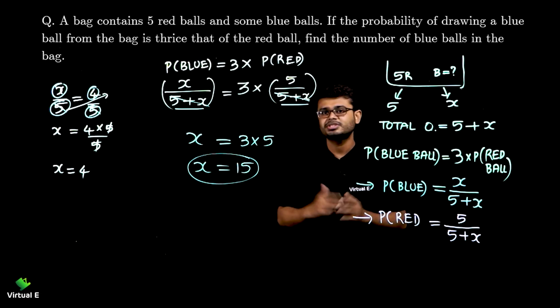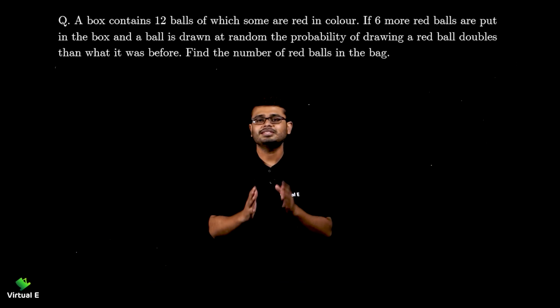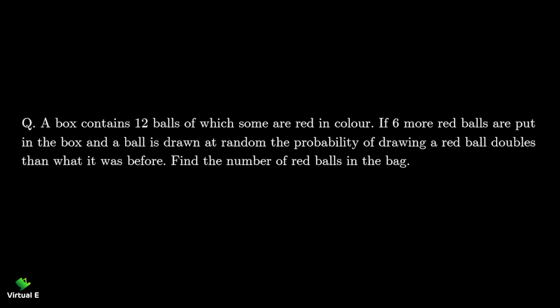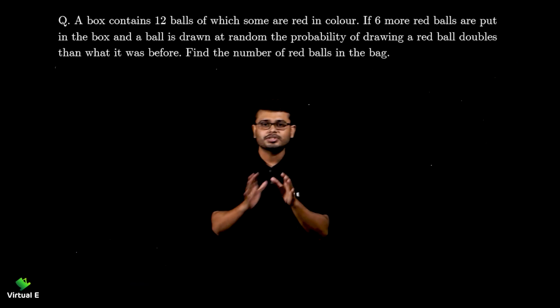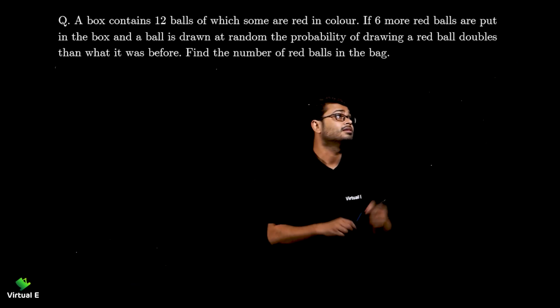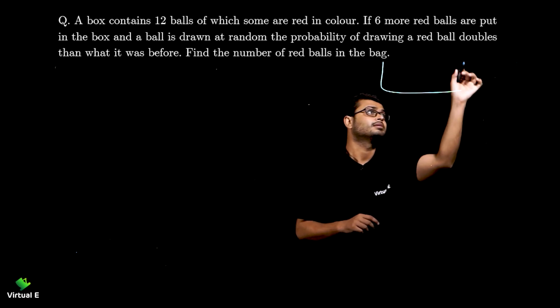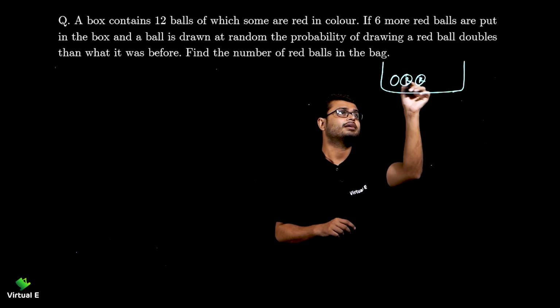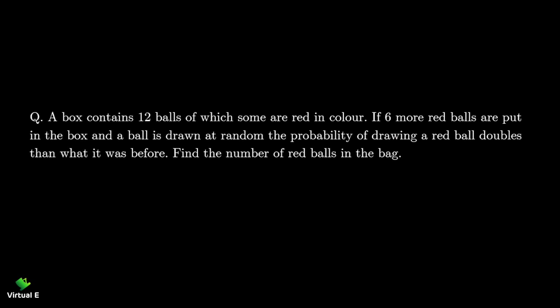Let's discuss one more question similar to this. Let's do one more problem related to the previous one, reverse probability. Let's start with the question. A box contains 12 balls of which some are red in color. And if 6 more red balls are put in the box and a ball is drawn at random, the probability of drawing a red ball doubles.